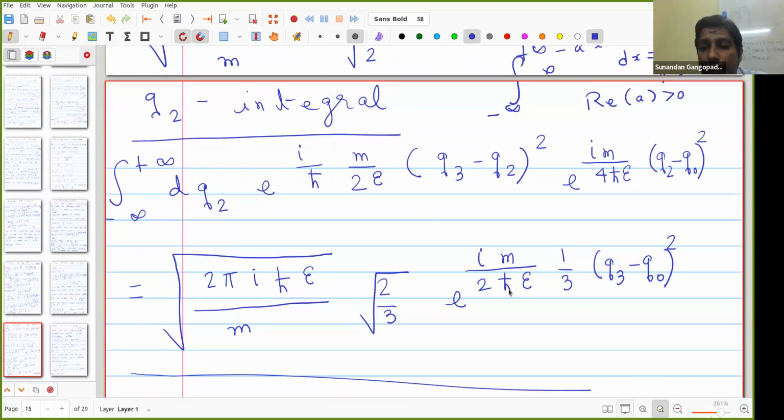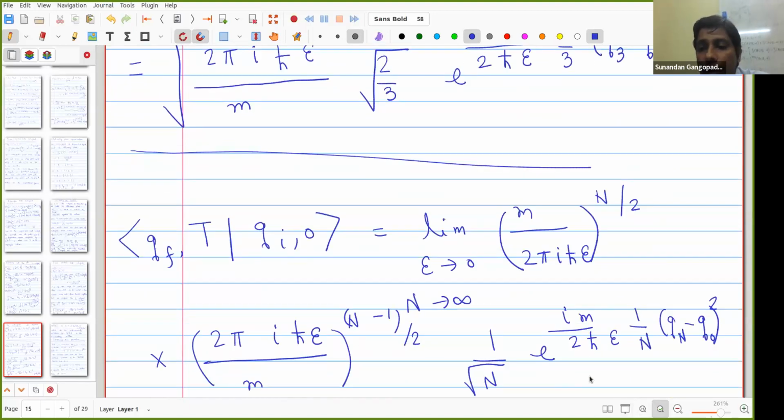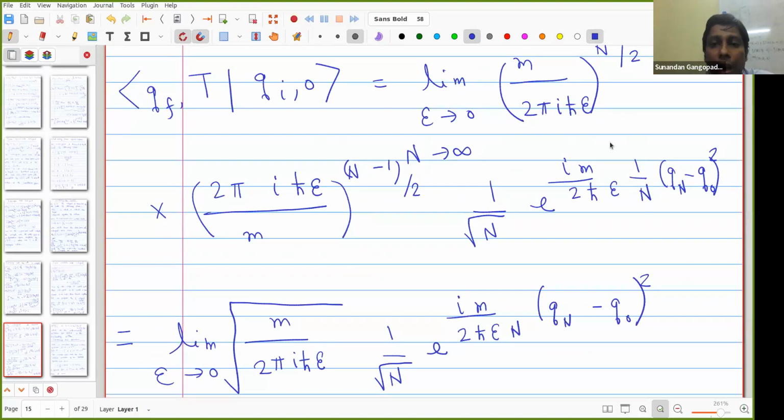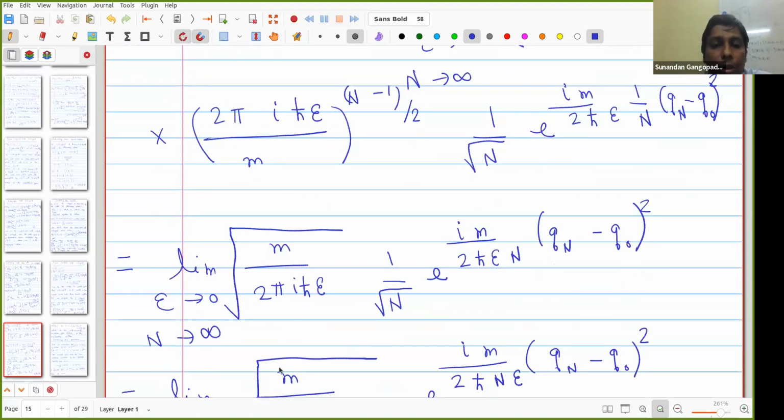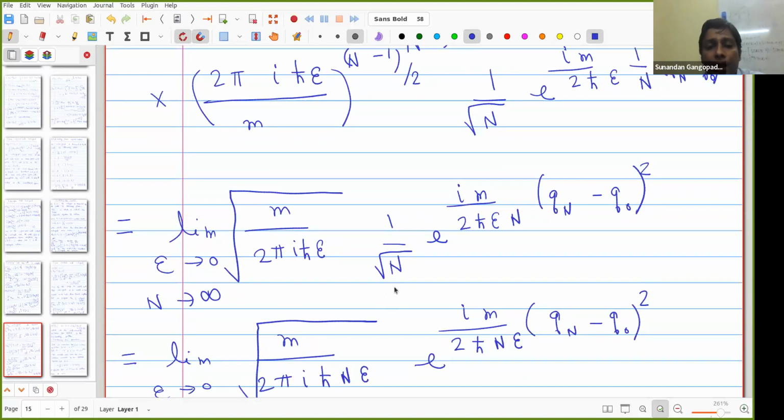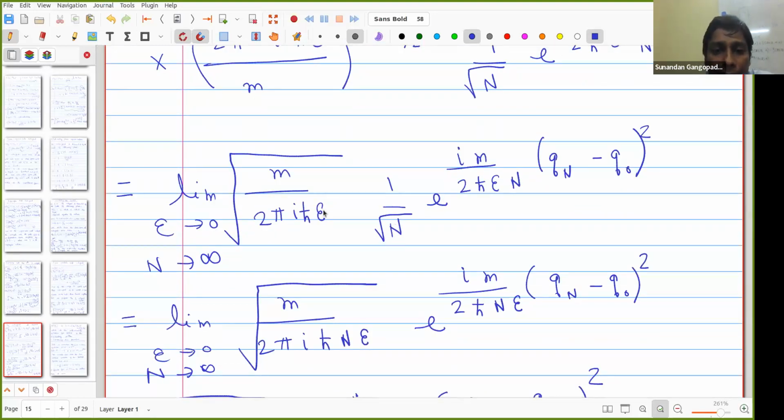And here also, if you just keep on multiplying these things out, you will find that finally it will be e to the power of i m by 2 h bar epsilon times 1 by n, (qn minus q0) whole square. And when you simplify this with this, you will see that it will be square root of n by 2 pi i h bar epsilon times 1 by square root of n times this thing. And now you have to take the limit epsilon goes to 0 and capital N, the number of time slices into which you have divided the full time interval, going to infinity. You will see that something interesting occurs. You can put this square root n factor inside this factor.